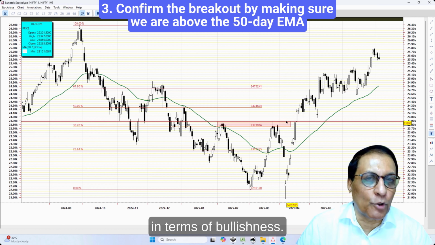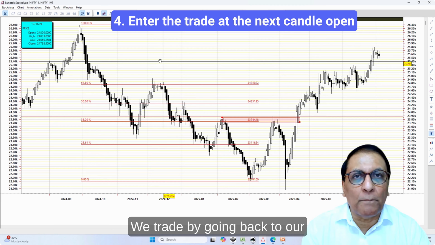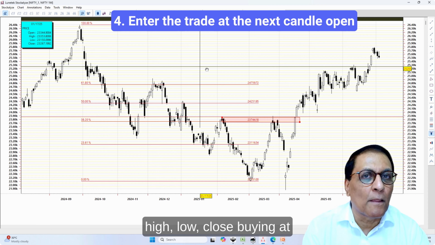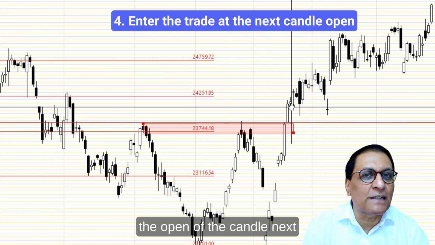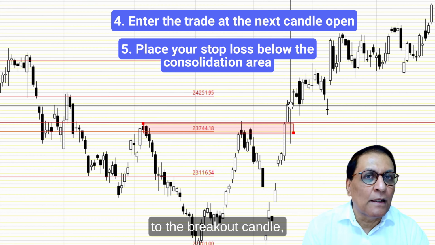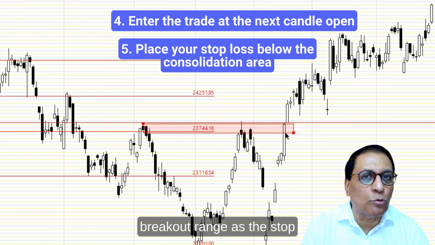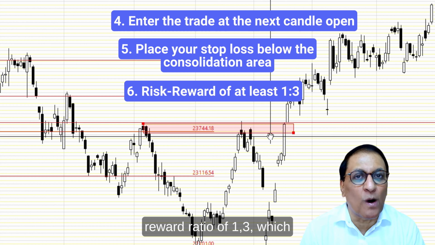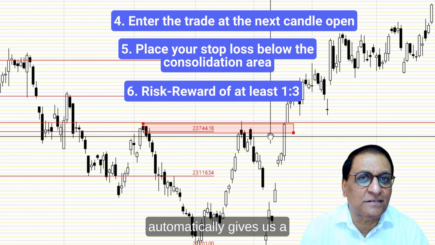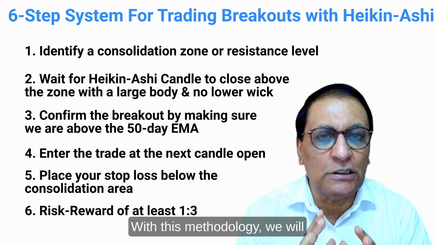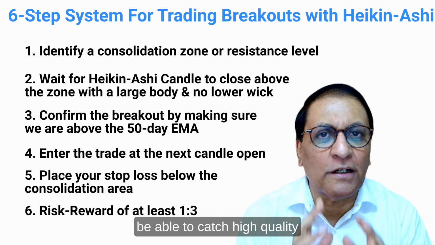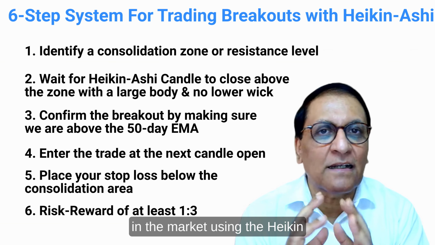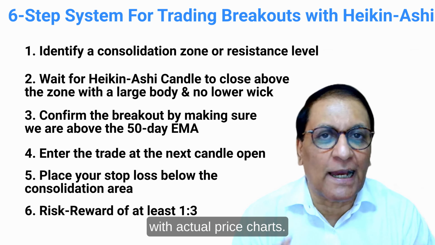We trade by going back to our original chart because that contains the actual open, high, low, close, buying at the open of the candle next to the breakout candle, keeping the low of the breakout range as the stop loss, and keeping a risk reward ratio of 1:3, which automatically gives us a target. With this methodology, we will be able to catch high quality breakouts and breakdowns in the market using the Heikin Ashi charts in conjunction with actual price charts.